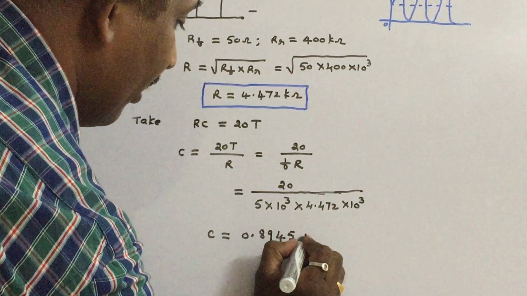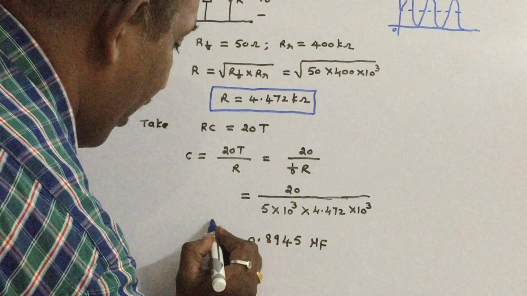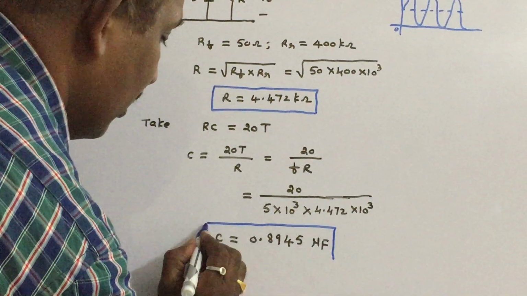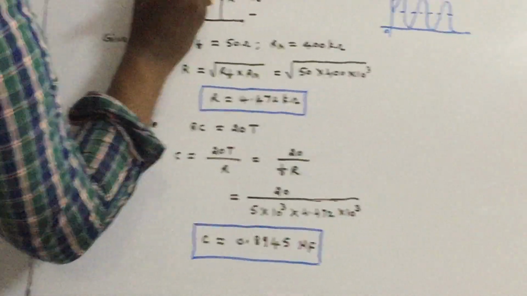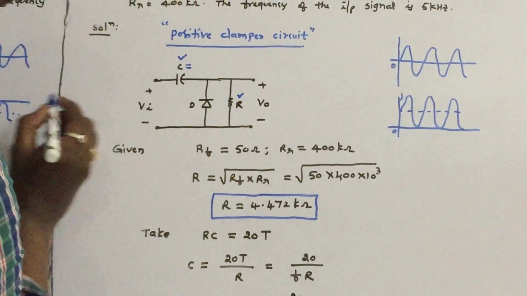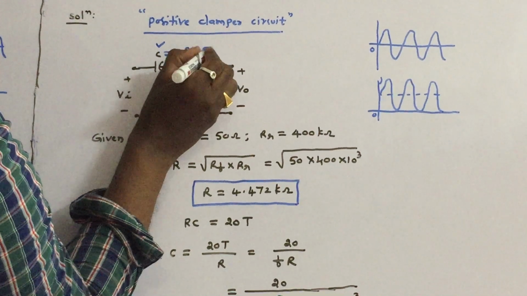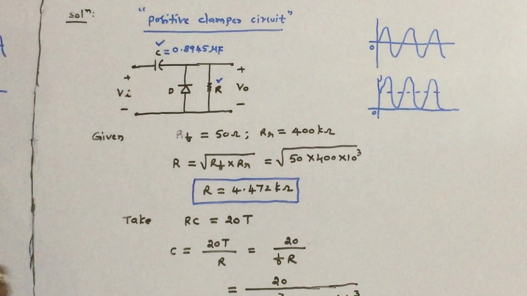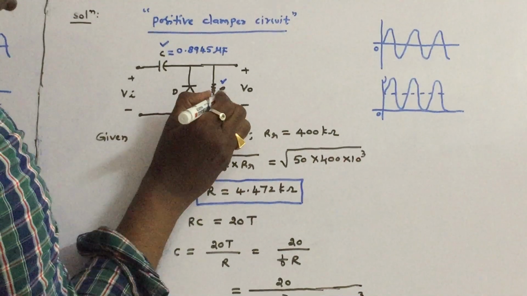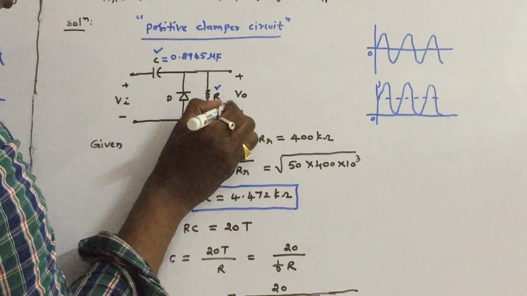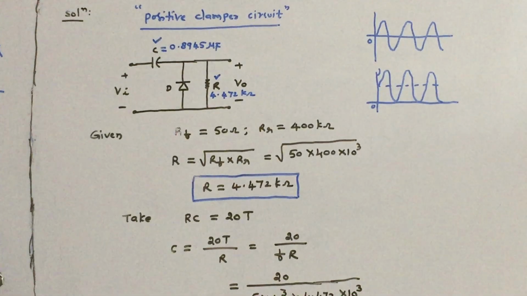So therefore the capacitor value which we get is 0.8945 microfarads. So this is the very simple question in the examination. So what we have to write: take C is equal to 0.8945 microfarads, and the resistor value we have to take is 4.472 kilo ohms. So this is the answer for this simple problem.